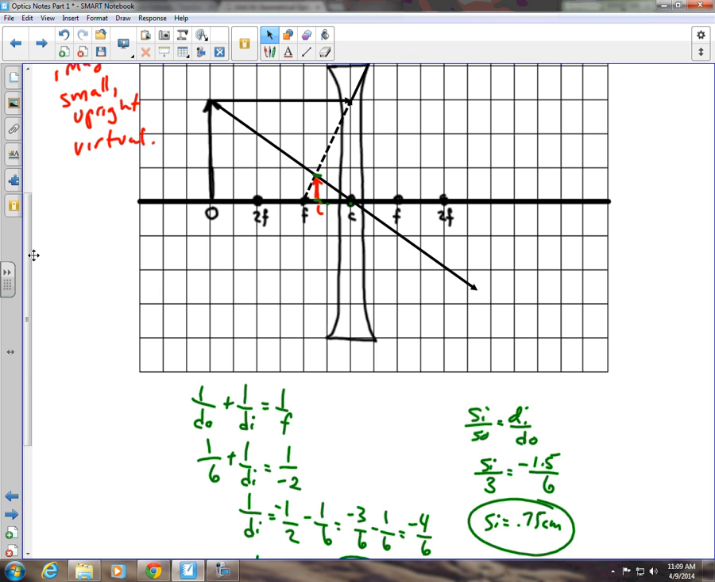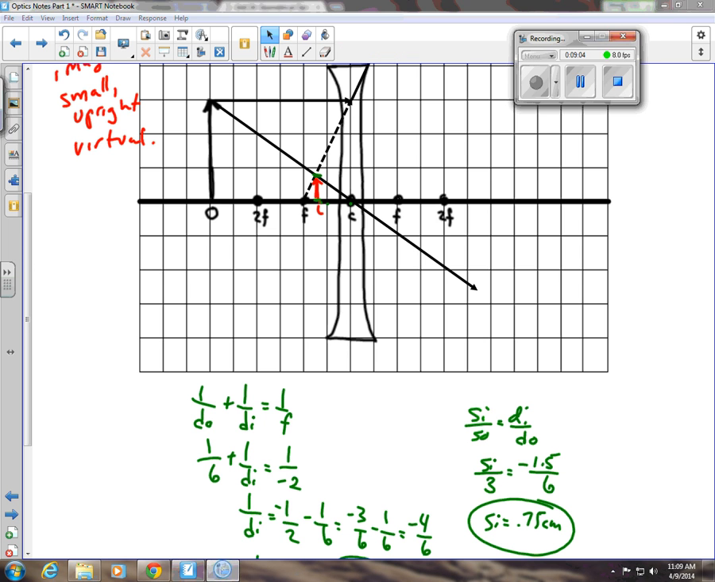So that is how to do the math. The only tricky thing is remembering that a diverging lens, a concave lens, is going to have a negative focal length.